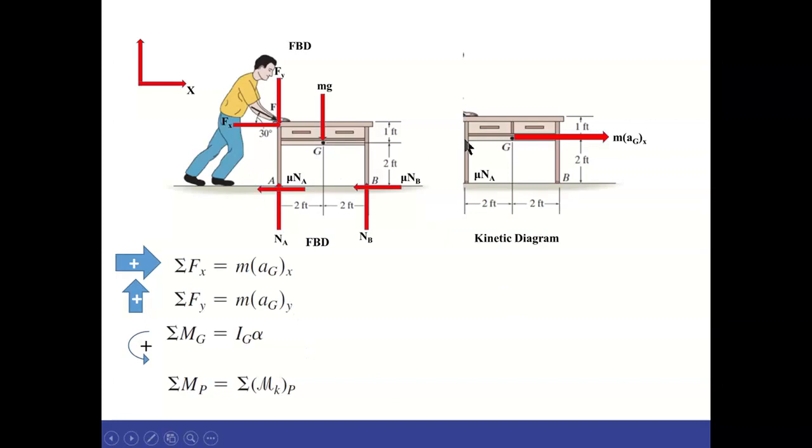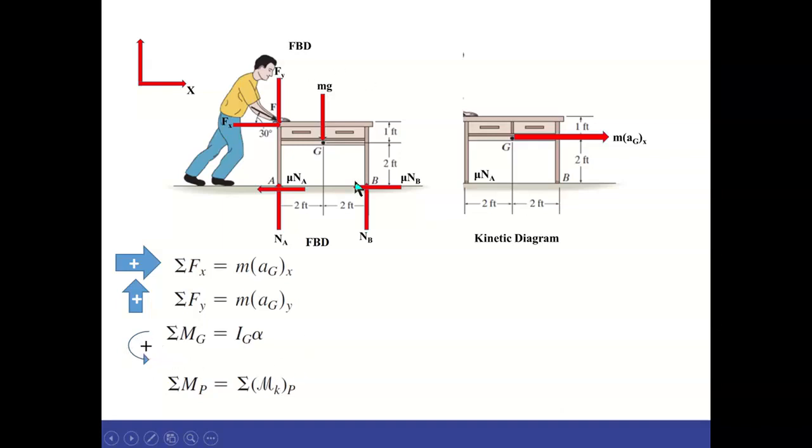So both diagrams are on one page: this is your free body diagram, this is your kinetic diagram, and these are your equations of motion. And this is our assumption that going right is positive for sigma Fx, going up is positive for sigma Fy, and for moment, counterclockwise is positive.